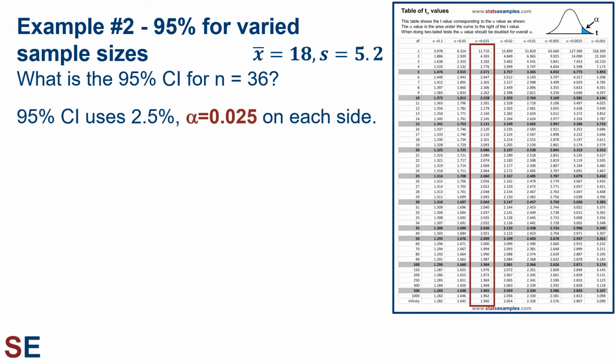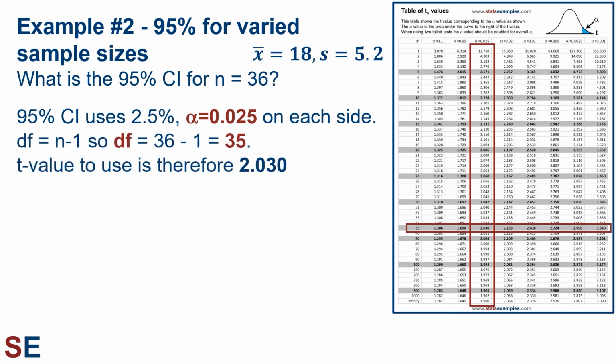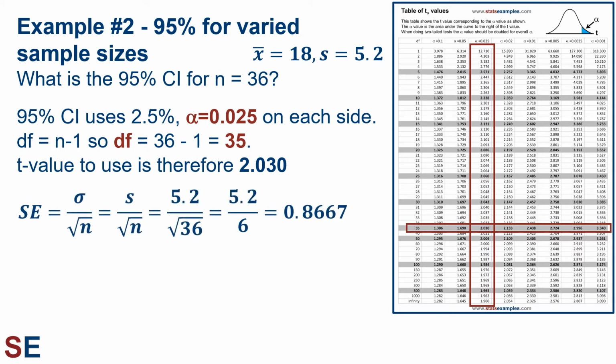The degrees of freedom value is now 36 minus 1 equals 35. We'll use the row that corresponds to degrees of freedom 35. The row and column intersect to provide a t-value of 2.030. Lastly, the standard error, the standard deviation for our sample divided by the square root of our sample size. This is 5.2 divided by the square root of 36, which is 6, to give us 0.8667.